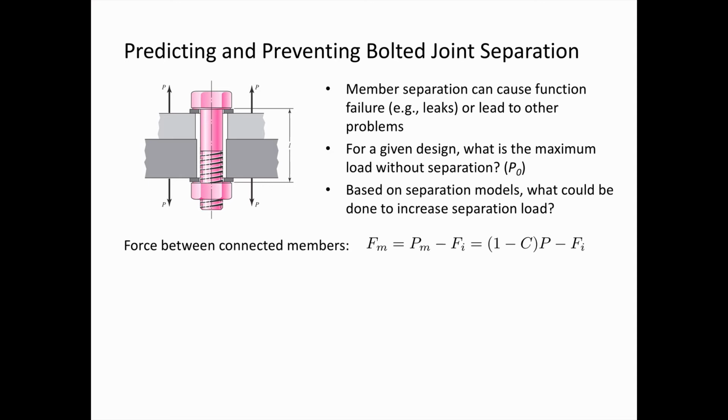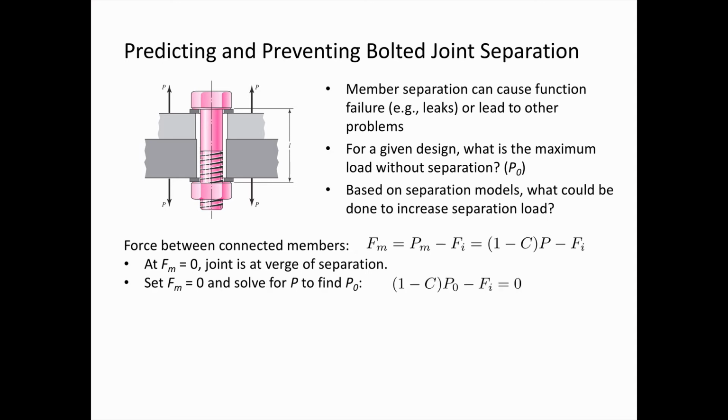The force between connected members is going to be equal to the portion of the external load taken by the members minus the preload. And based on the earlier formulas we went through, it can be rewritten as the quantity 1 minus C times the external load minus the preload. When F sub m, the force between the connected members, is equal to 0, this is where the joint is at the verge of separation. This is what we want to avoid.